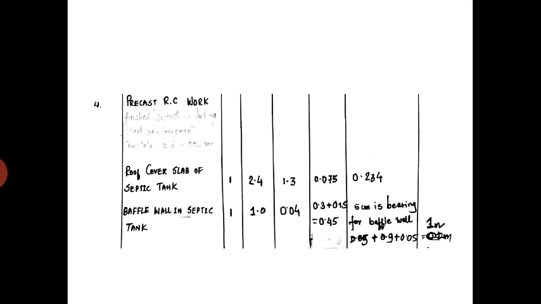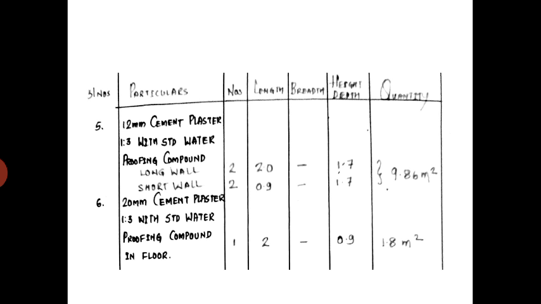Then the baffle wall, if you see in the section, they have given 4 centimeter thickness, 30 plus 15 centimeter height, and in the plan if you see, that is 100, that is 1 meter, that you have to calculate. In the plan they have given the slab.